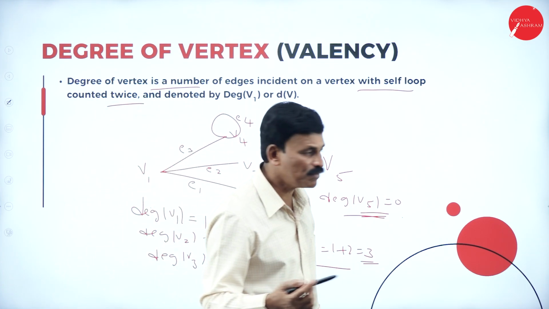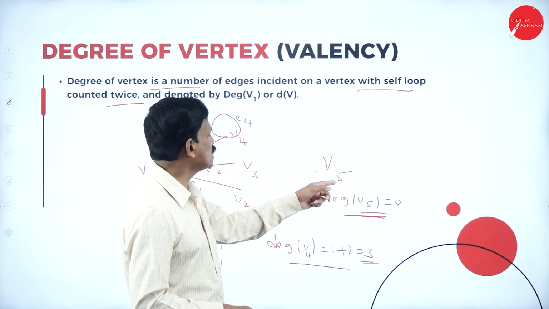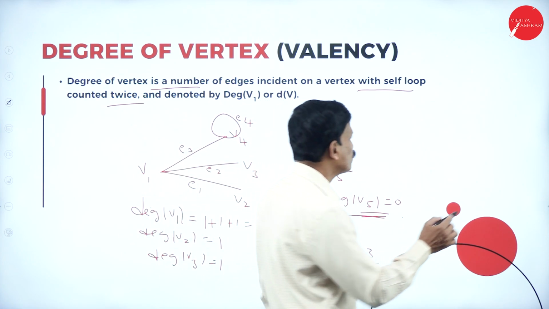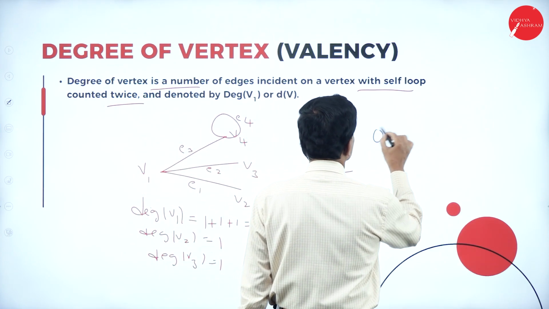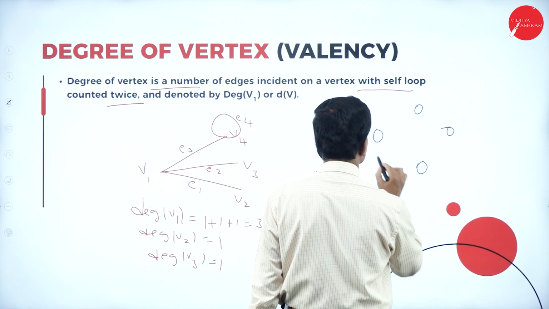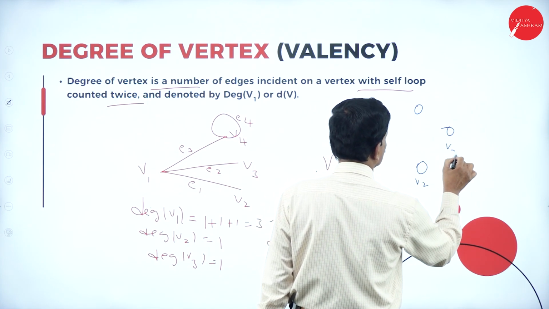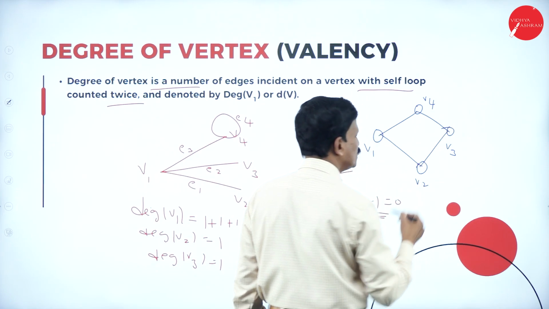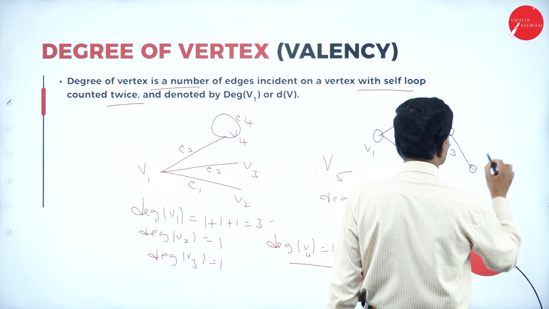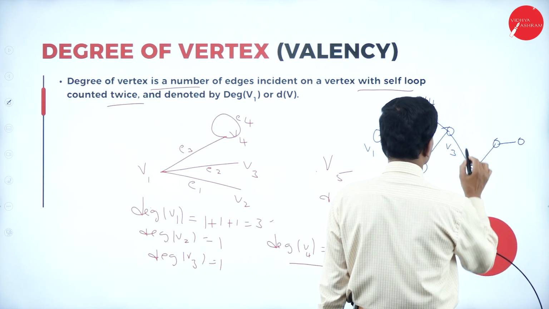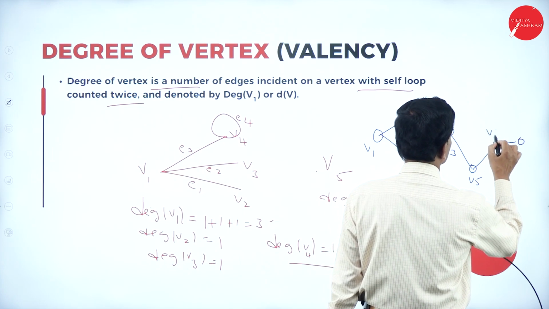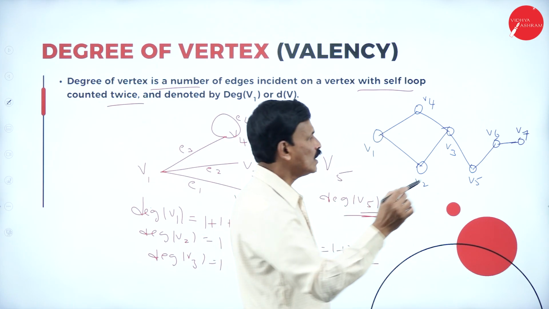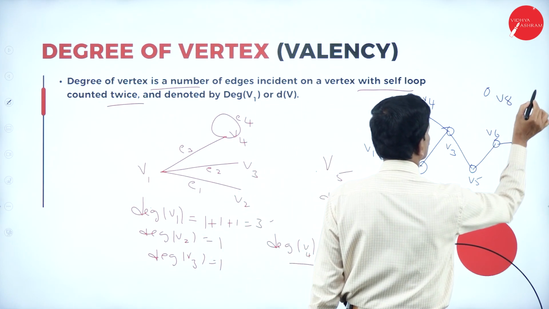Let me take one more example. Here no edges are incident on this vertex, so therefore the degree is equal to 0. Let me take one more example. Let us write V1, V2, V3, V4. Let us draw a line, then V4, V5, V6, V7, and write one more, V8.